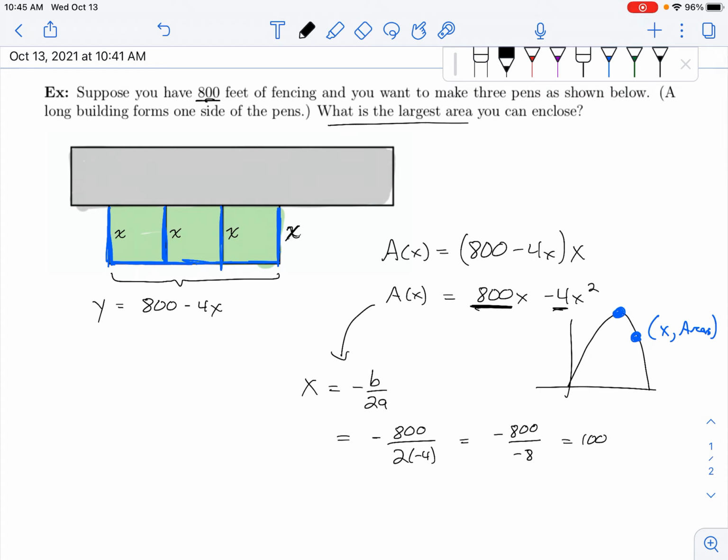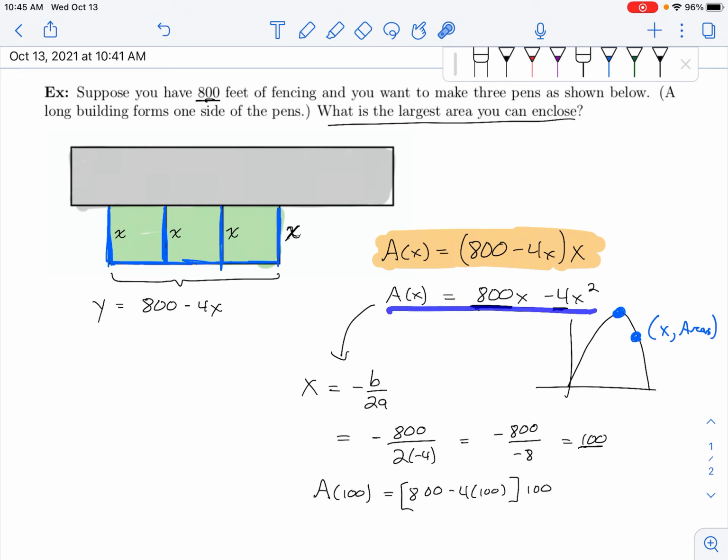But it's asking us what is the largest area we can enclose. So the largest area is going to be when X is 100. So the area is going to be A of 100, which is 800 minus 4X, X is 100, times X, which is 100. Basically, I'm taking the 100 and I'm plugging it into this version of the function. Now, we could plug it into this version, but I plugged it into that one because it's kind of nice.